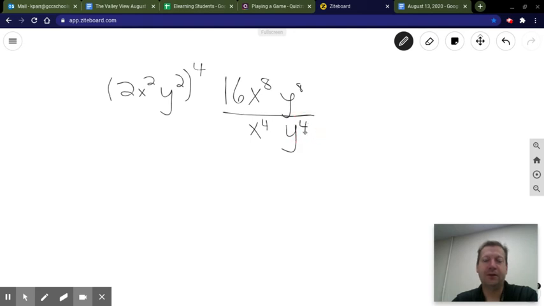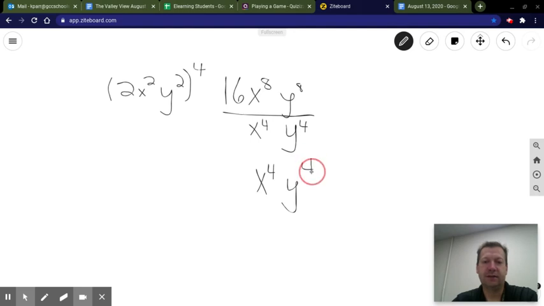And now it's time to divide. When I divide exponents, I subtract. So 8 minus 4 is 4. So I get x to the 4th. And y to the 8th over y to the 4th, I subtract again. 8 minus 4 gives me y to the 4th power.